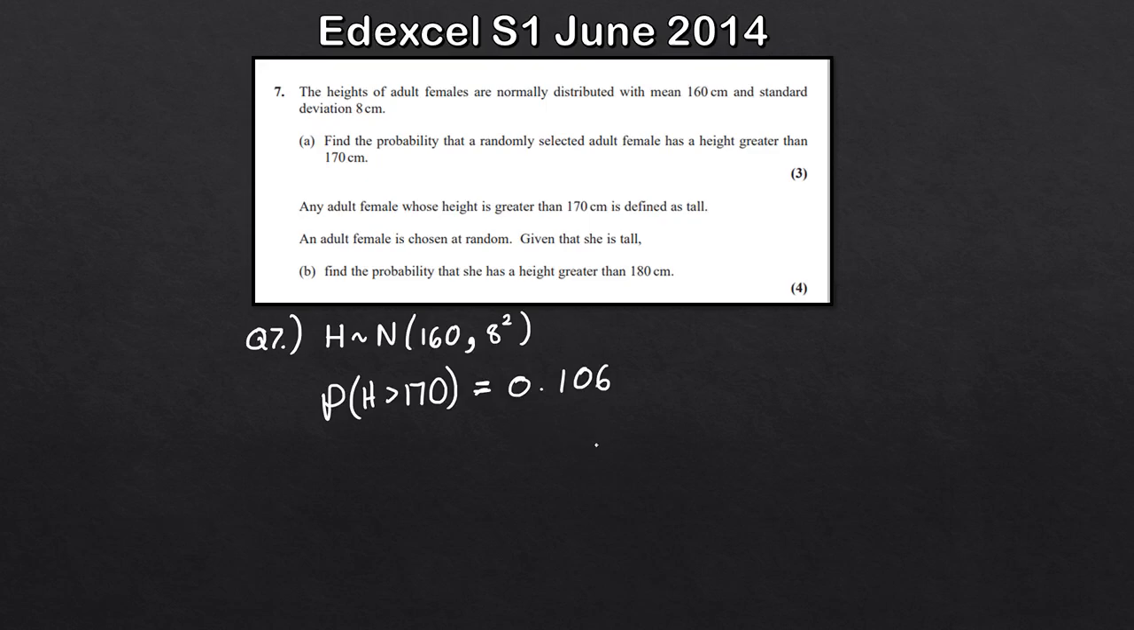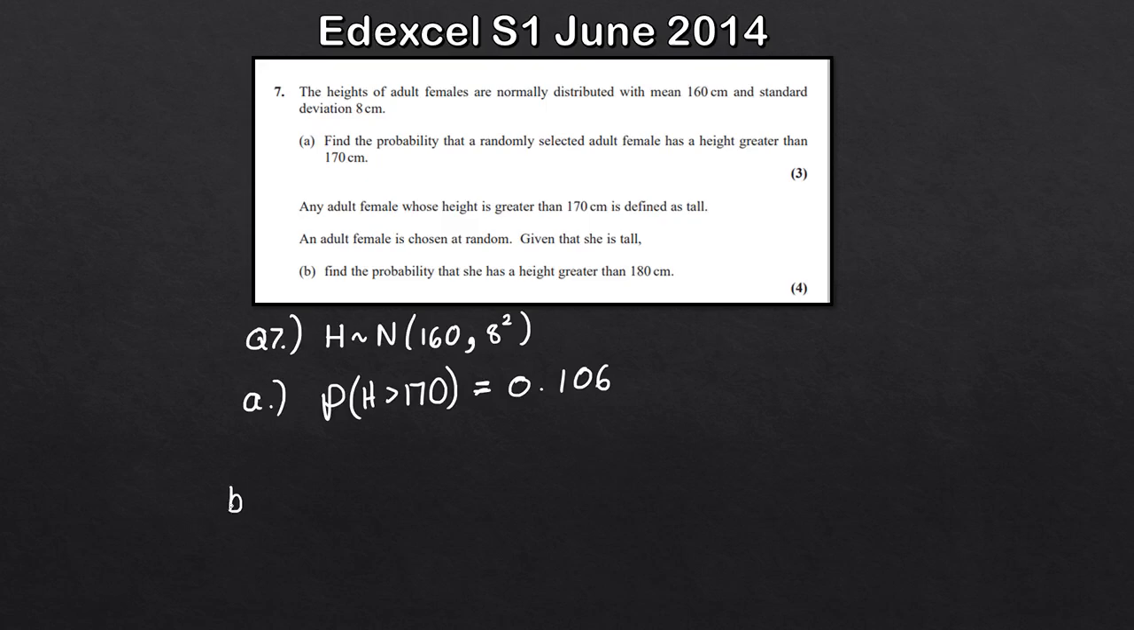If you get a quite large value, what you've done there is you've gone the wrong way round. So you put minus 99999 in your lower, and then 170 in the upper, and you get 0.894. Okay, so that's the other way around. So just be slightly careful. You should get 0.106. So that was part A, nice and straightforward.